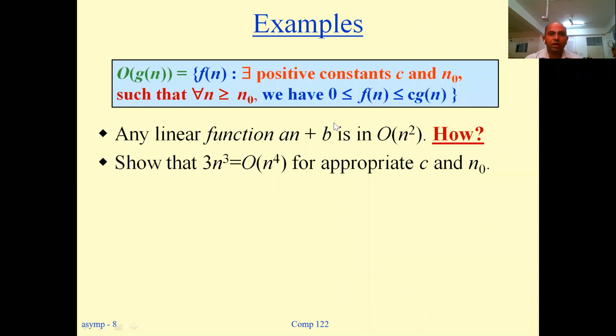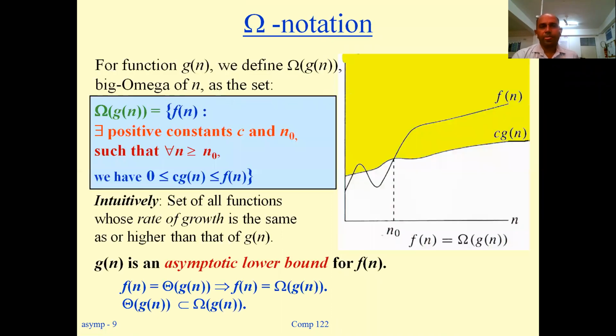Now we have some examples of these notations. For example, if we have an plus b, a linear equation, then its big O function is n square. How is this possible? We have to understand the relations. Then, as a second example, 3n cube is equal to order of n cube for appropriate c and n.